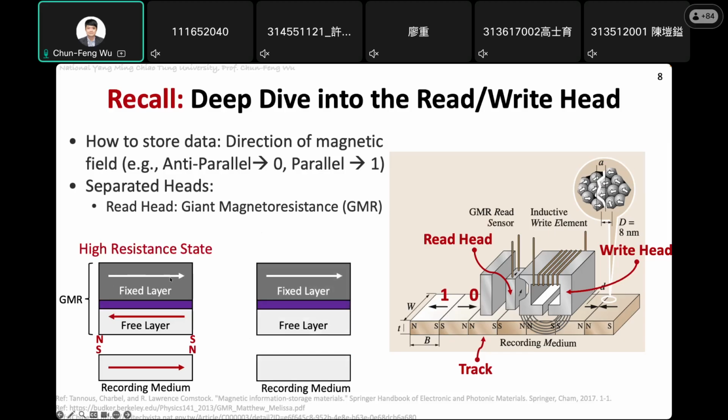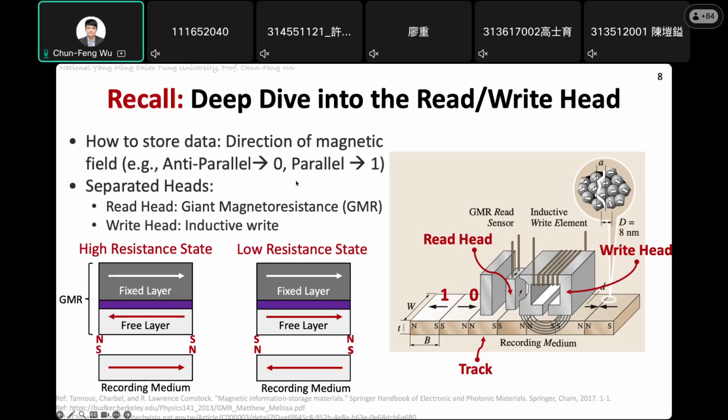So this will be anti-parallel, and we'll say this is 0. Okay, so you can see this is S and N, 0. If this GMR shows the anti-parallel magnetic directions, we will say this is 0. On the other hand, if the GMR moves through the recording medium in these directions, then the free layer will be set to this direction. Because the fixed layer and the free layer are now in the same parallel direction, we can have a low resistance state. With the low resistance state, it will show the data here as data bit 1.